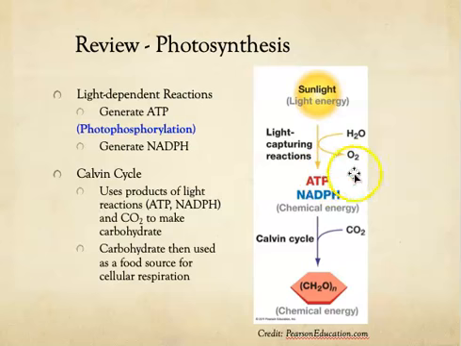The ATP and the NADPH will then be fed into the Calvin cycle along with carbon dioxide, and carbohydrate will be produced. The energy from the sun has been transformed into the stored potential energy, the chemical energy in all of the bonds in this molecule.